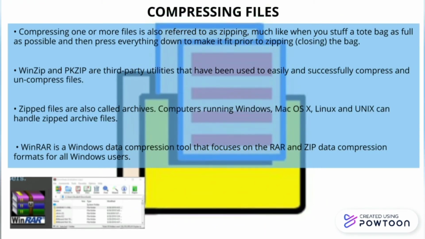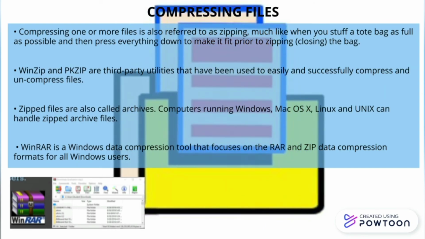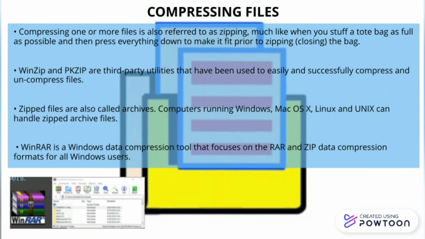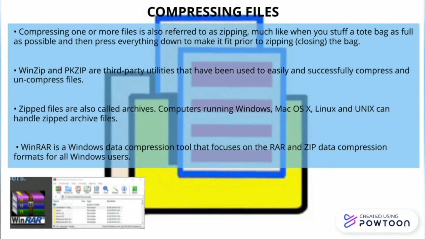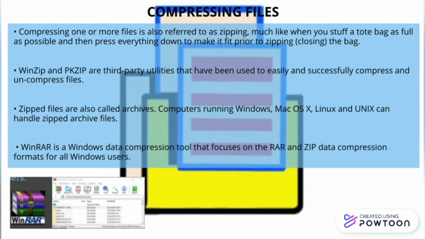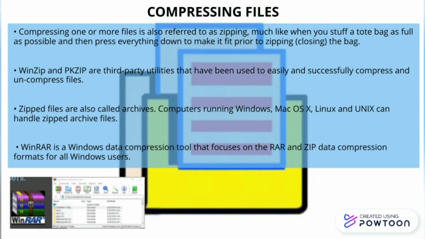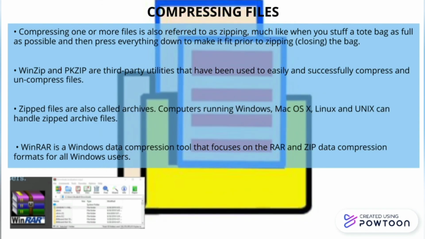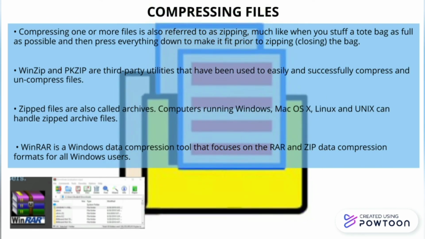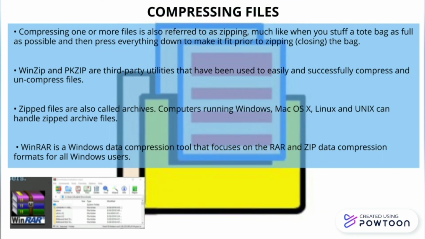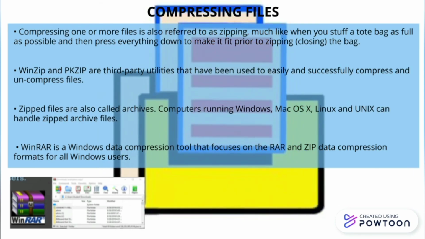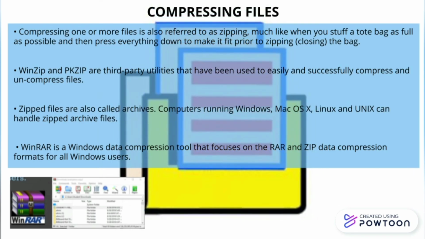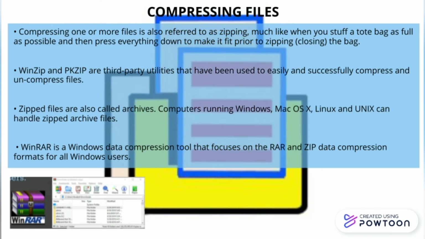Compressing files. Compressing one or more files is also referred to as zipping, much like when you stuff a tote bag as full as possible, and then press everything down to make it fit prior to zipping, closing, the bag. WinZip and PKZIP are third-party utilities that have been used to easily and successfully compress and uncompress files. Zipped files are also called archives. Computers running Windows, Mac OS X, Linux and Unix can handle zipped archive files. WinRAR is a Windows data compression tool that focuses on the RAR and zip data compression formats for all Windows users.